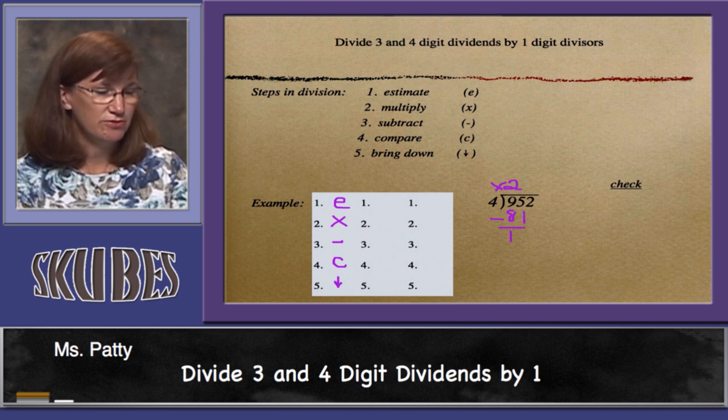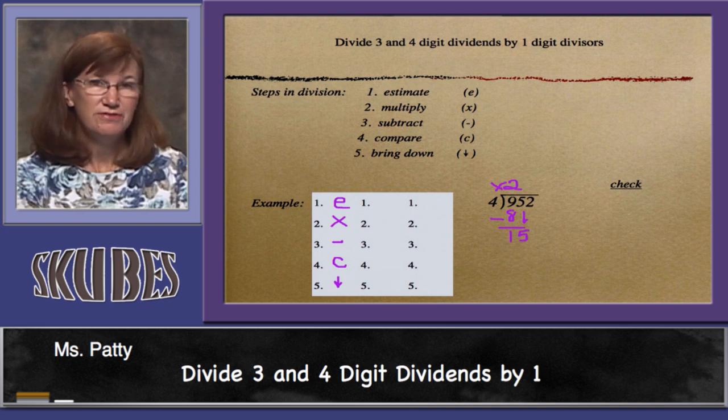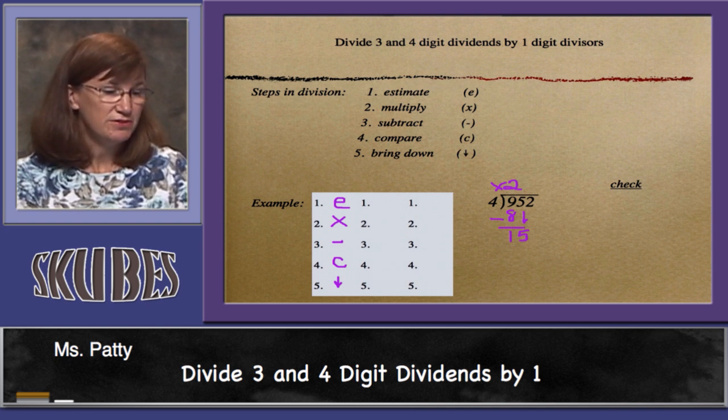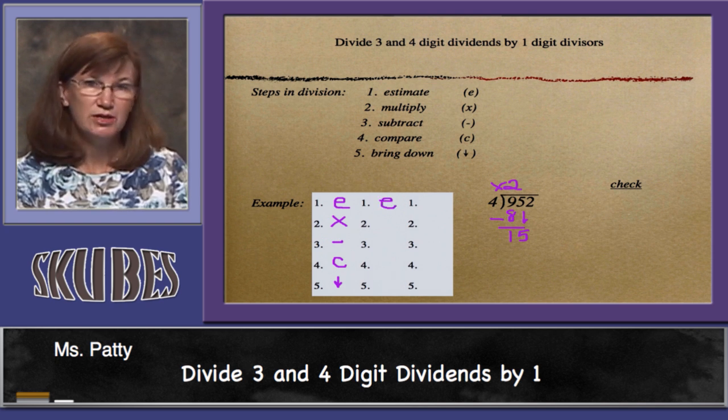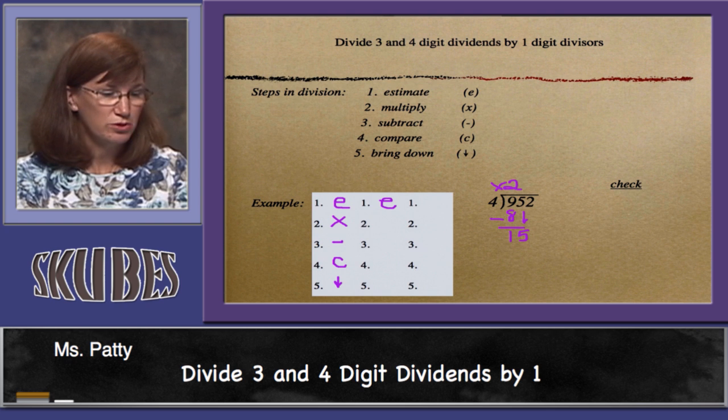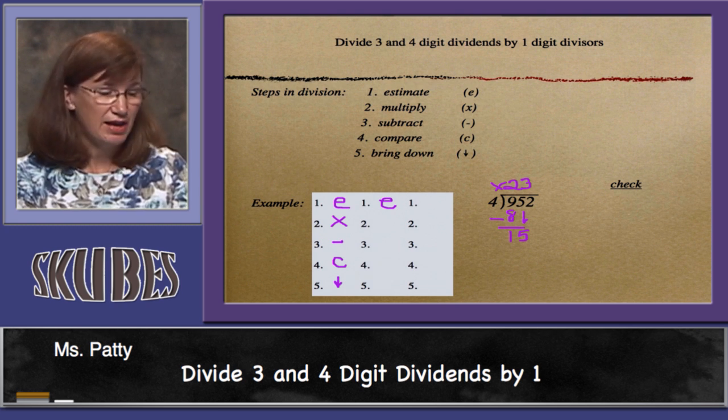I'll use a little arrow under the 5, and I'm going to bring it down. Now I have 15, and now I say 15 divided by 4, so I'm going to estimate again. What times 4 would get me close to 15 but not go over? Well, let's see. 3 times 4 is 12. 4 times 4 is 16. That one's too big. So let's back up to a 3. Put the 3 as close as you can above the 5.